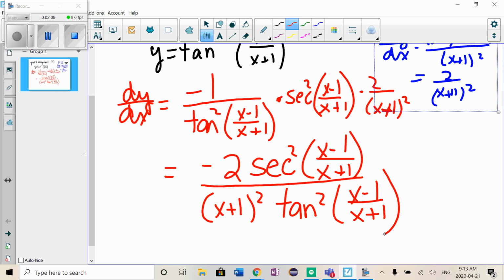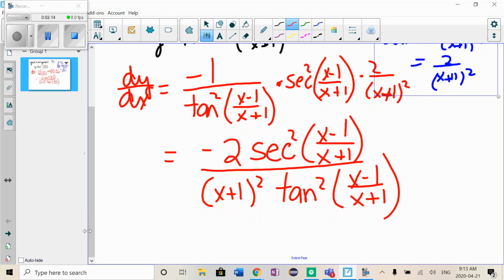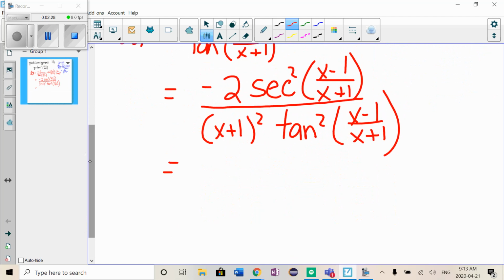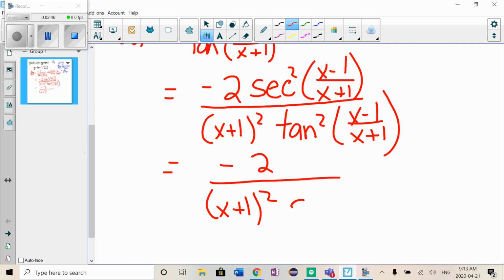You could fix it up a little bit if you want. So you know that secant squared is the same as a 1 over cos squared, and tan squared would be like a sine squared over cos squared. So really the cos squareds would cancel. So you could turn that into negative 2, that's not going to go anywhere, and the x plus 1 squared is not going to go anywhere. But you are going to be left with a sine squared on the bottom, because when the secant squared goes on top and you flip the tan squared, the two cos squareds are going to cancel. So you are still going to have a sine squared.